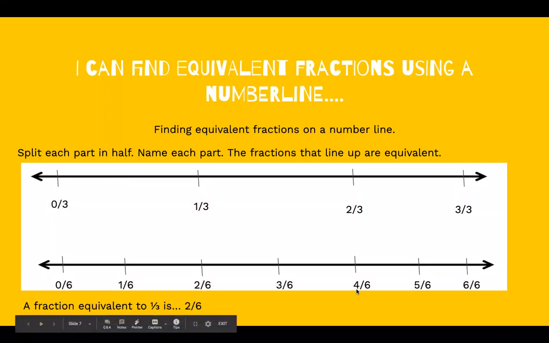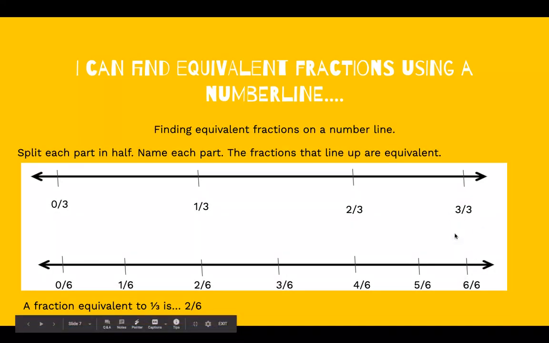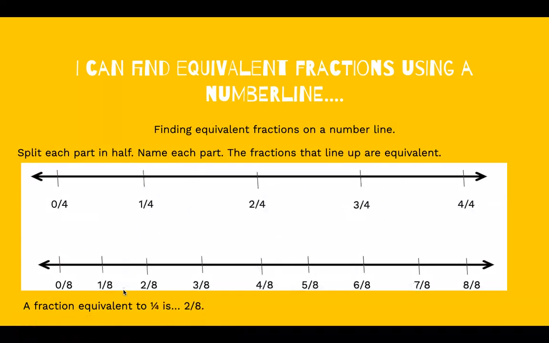When I take a look at 4/6, I see that 4/6 lines up with 2/3. They have the same value, they cover the same amount of space. 2/3 just has bigger pieces. 4/6 has smaller pieces. Same with 6 out of 6 and 3 out of 3, or a whole. Those fractions are equivalent. They line up. They cover the same value. The thirds just has bigger pieces than the sixth. Let's take a look at another example.